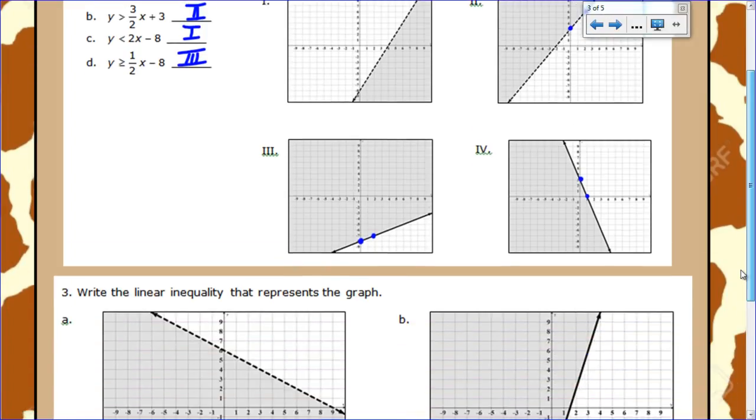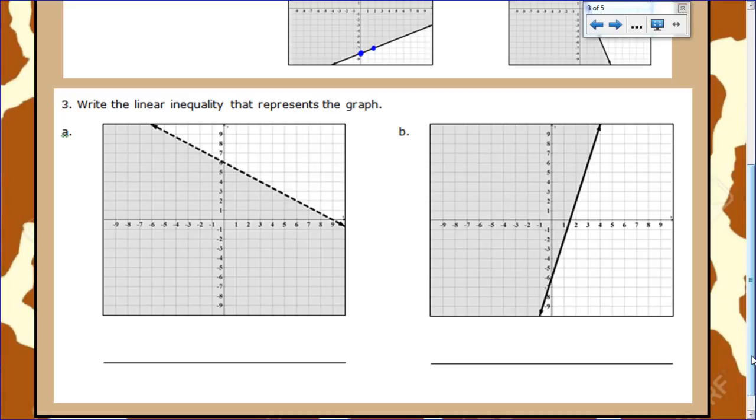So like number 3 here, we have to write the inequality that goes with the graph. And just like I told you, the first thing I always worry about is what kind of a line do I have. So it's always going to start with y. And this line is dotted, which means that it's just either less than or greater than. It doesn't have the or equal to part. It is shaded below the line, which means it has to be less than. So I have my symbol. That's the most important part.